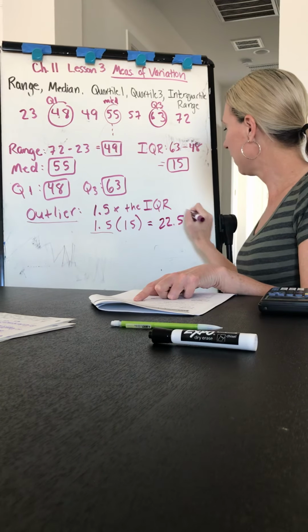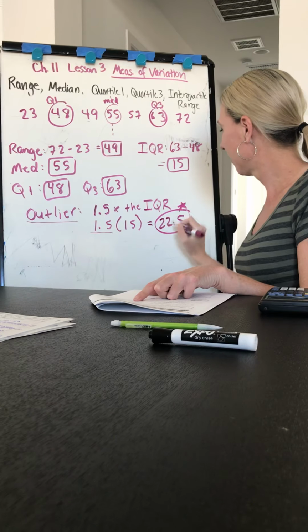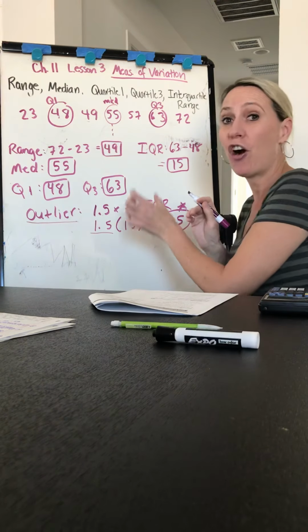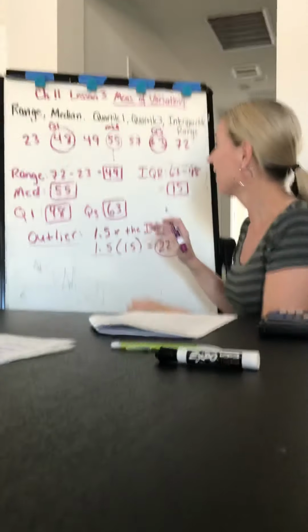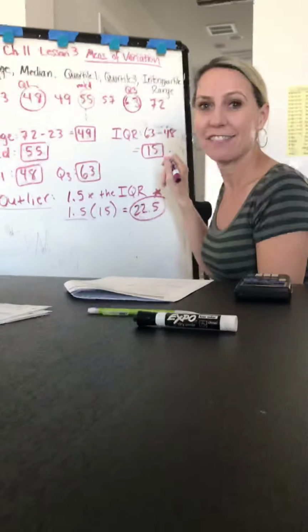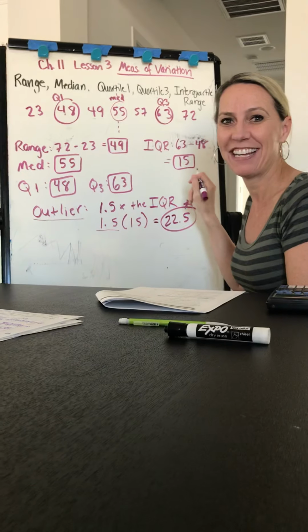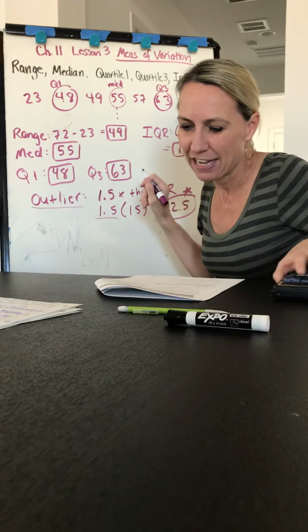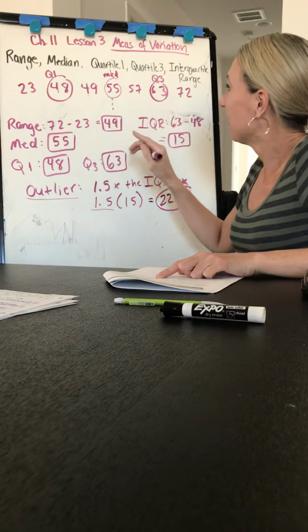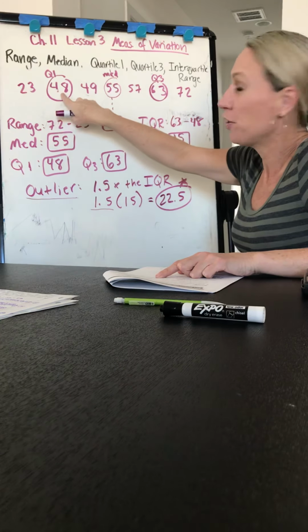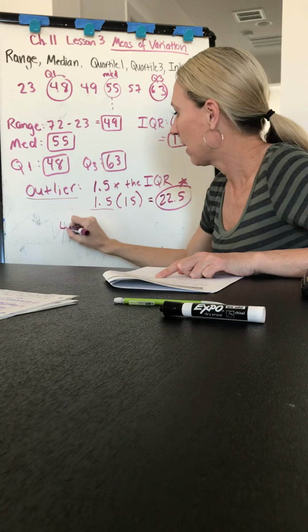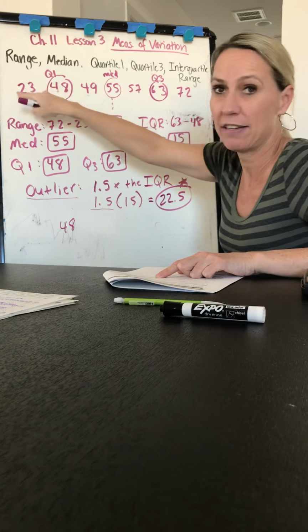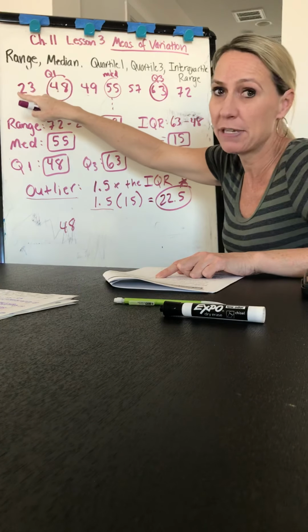Now I'm going to call this the magic number. Okay? Once you get your magic number, this is how far it can deviate from the data set. Okay? So what you do is you take the Q1, which is 48, and it can be 22.5 this way. If it's further than that, it's going to be an outlier.